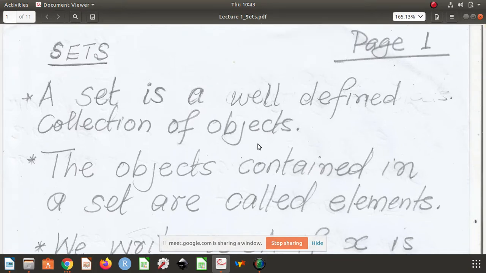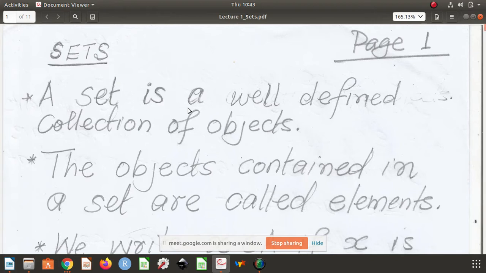So we'll start with the definition of a set, because a set is the most basic object you work with in mathematics. You work with a set of some numbers usually, or some objects. So it's important to get this right.